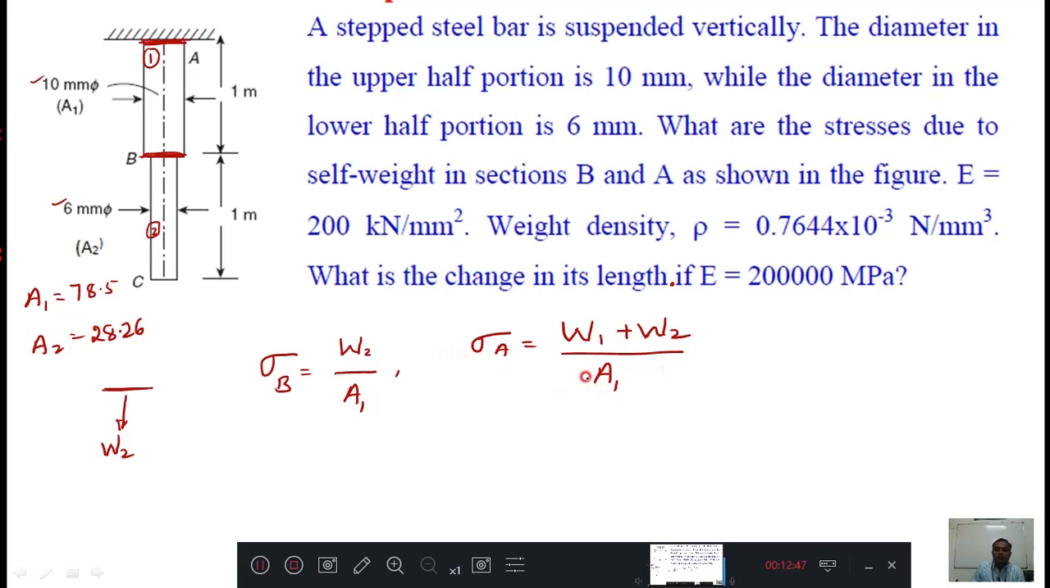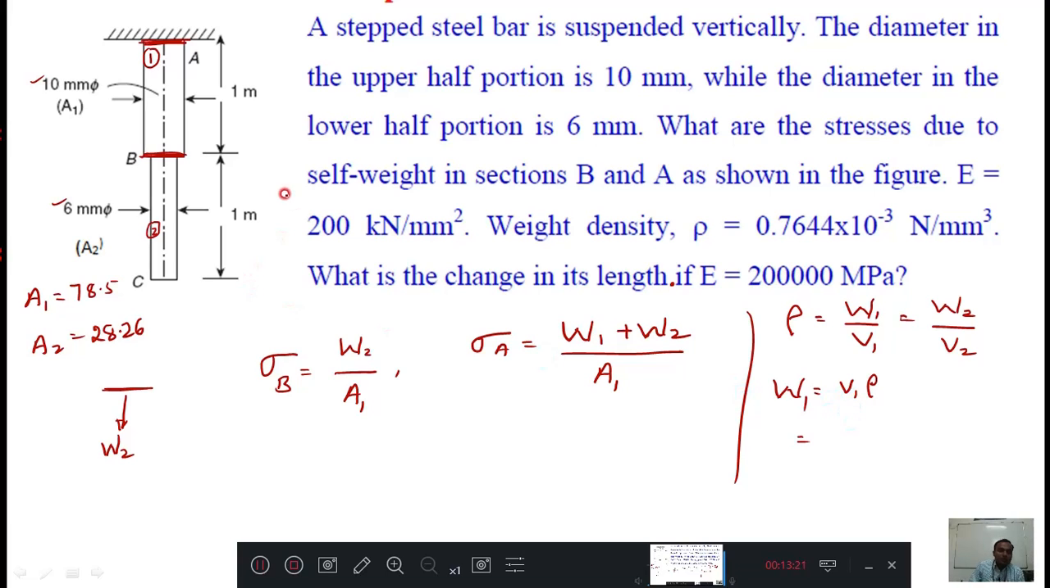Okay, both areas are A1 only. Now I need to find out W1 and W2. If this is weight density, weight density will be equal to weight by volume. If I substitute W1, then it will be V1; if I substitute W2, then it will be V2. Then it is very easy to get W1 and W2. Then W1 will be equal to V1 into gamma.